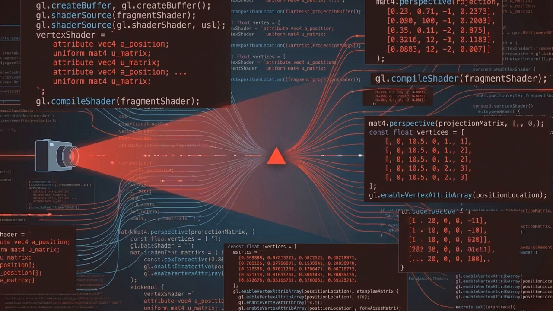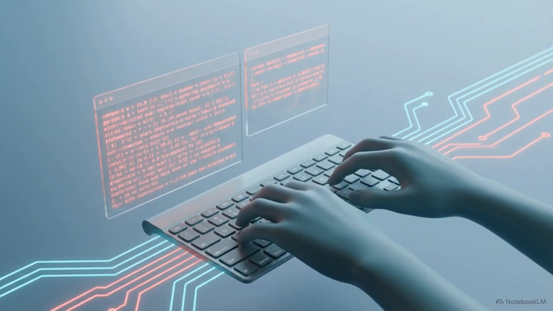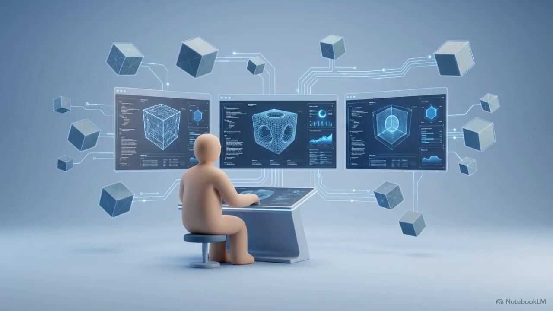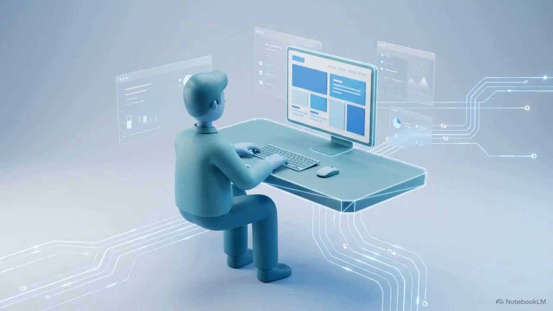It is a low-level, verbose system. To draw a simple, unlit red triangle on a screen, you had to write hundreds of lines of complex matrix mathematics and manually manage memory buffers. This technical barrier created a massive bottleneck. Because the math was so strenuous, 3D web development was largely restricted to specialized graphics engineers, keeping the technology out of reach for general web designers.